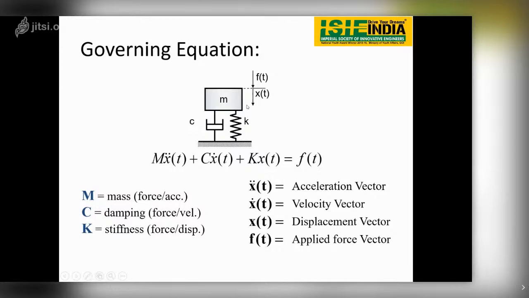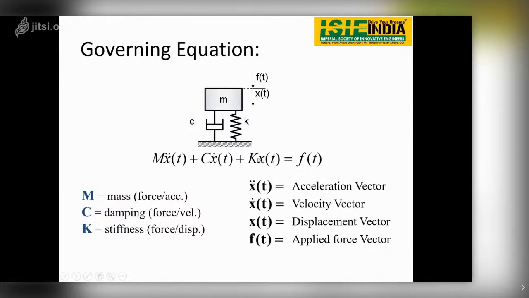So when we apply a force to it, three kinds of terms will generate: m x double dot plus c x dot plus k x is equal to f of t. The applied force is a function of time, so that is nothing but f of t, the applied force vector. x of t is nothing but displacement, x dot of t is velocity, and x double dot of t is nothing but acceleration.